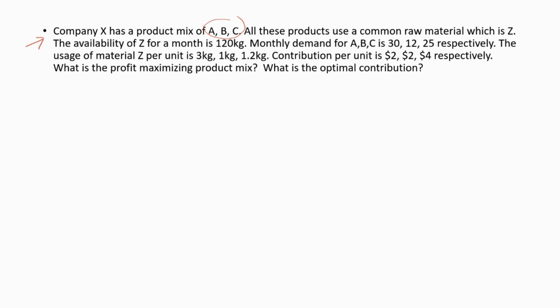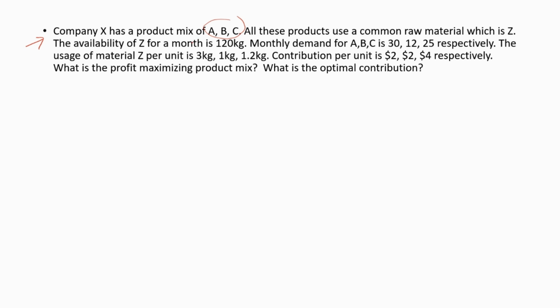We don't know yet whether this is a limiting factor or not. We have to calculate and see whether it is a limiting factor or not. Monthly demand for products A, B, C is 30, 12, 25 respectively. The usage of material per unit is 3 kilograms, 1 kilogram and 1.2 kilograms. Contribution per unit is $2, $2, $4 respectively.